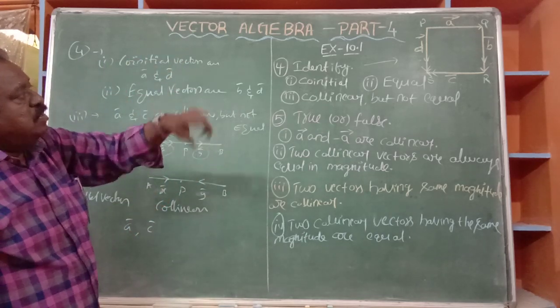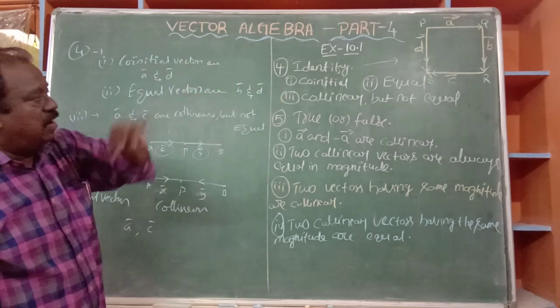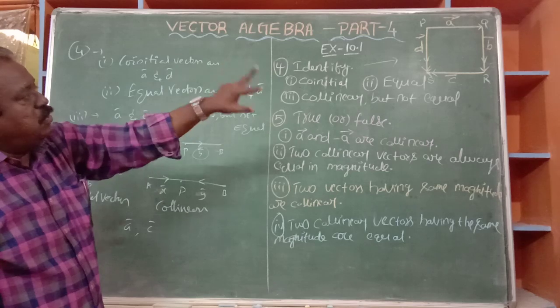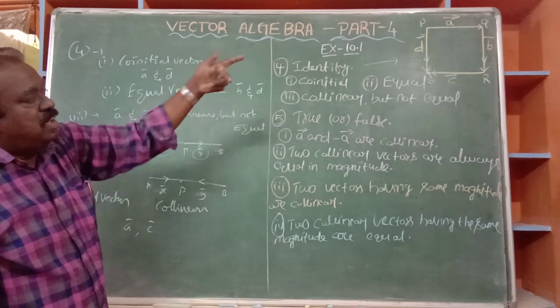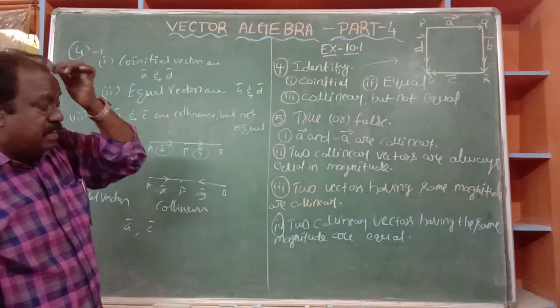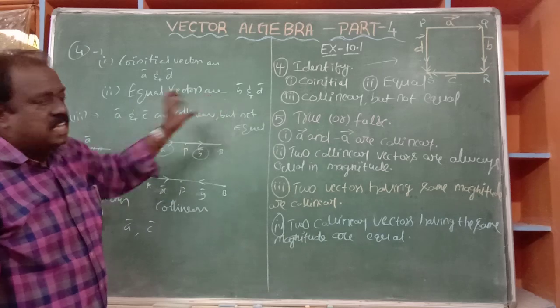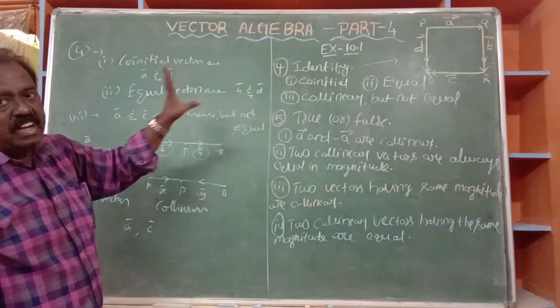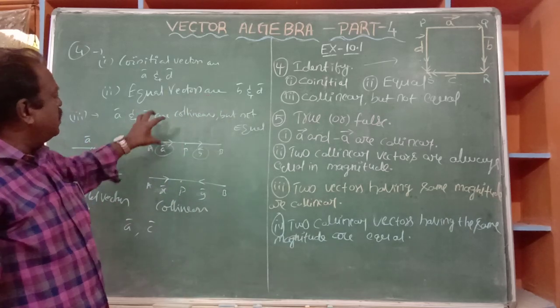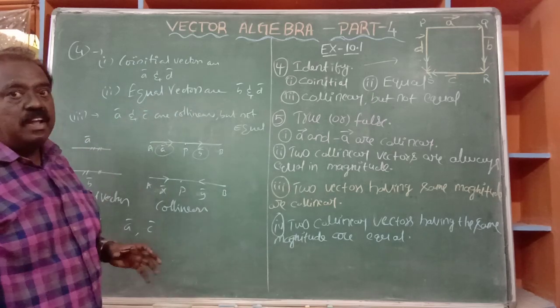If the direction is the same, P to Q and S to R, then A bar, C bar are equal. But here, P to Q and R to S, so A bar, C bar are equal in magnitude, but not in direction. They are in opposite directions, not the same direction. So they are not equal vectors. Yes, perfectly we can understand. But the confusion is here only. How can we say A bar and C bar are collinear?